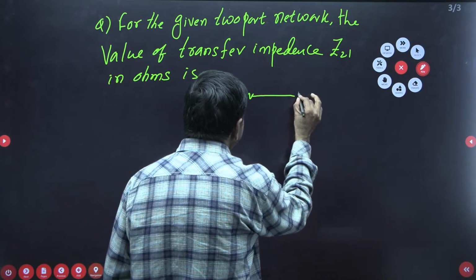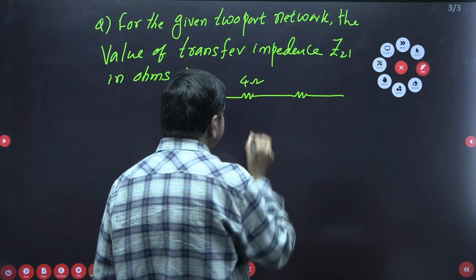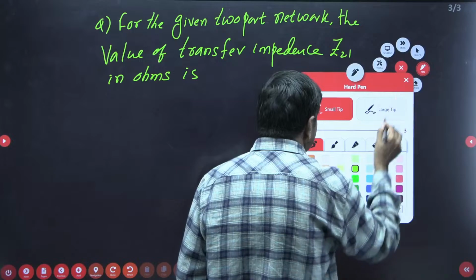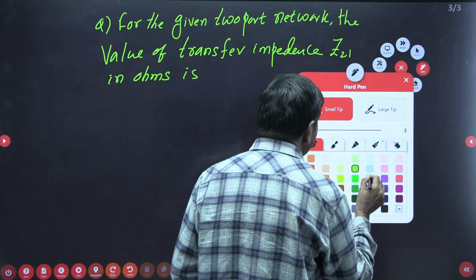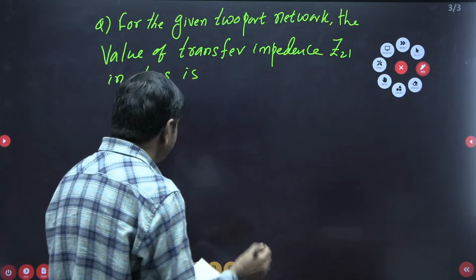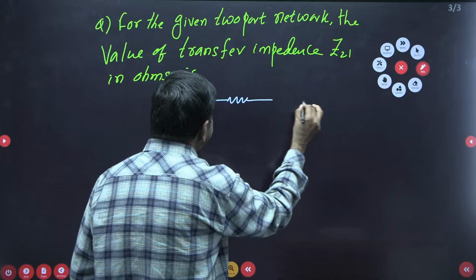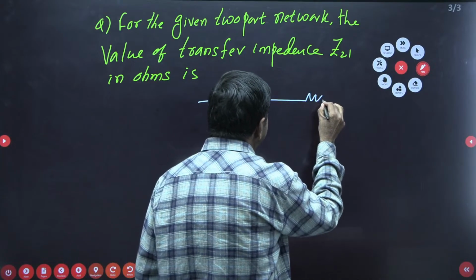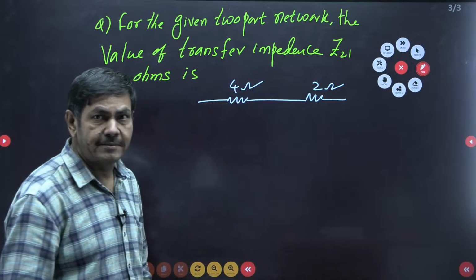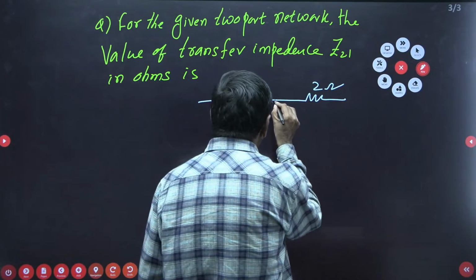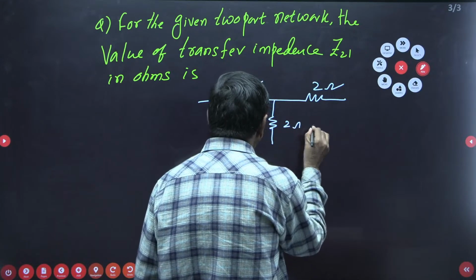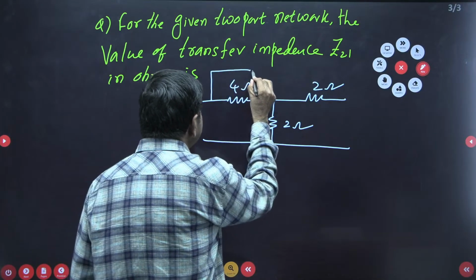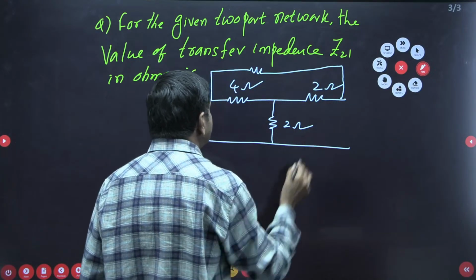Here it is given with a 4 ohm resistor. This is a 4 ohm resistor. I'll draw the network clearly now, with a different color. Here the 4 ohm resistor is connected. And here a 2 ohm resistor is given. This is a 2 ohm resistor. And this side it is connected with a 2 ohm resistor. And also one more 2 ohm resistor is connected this side.